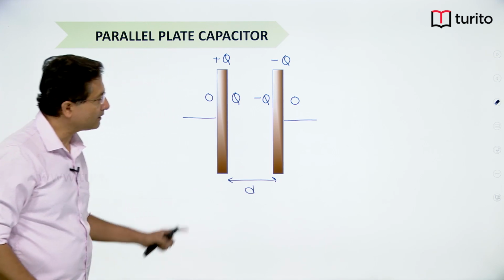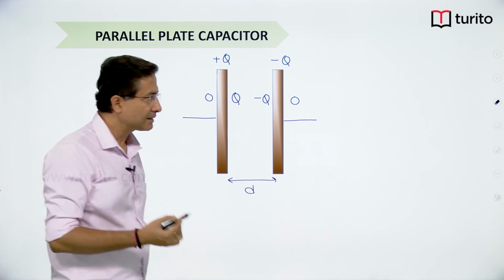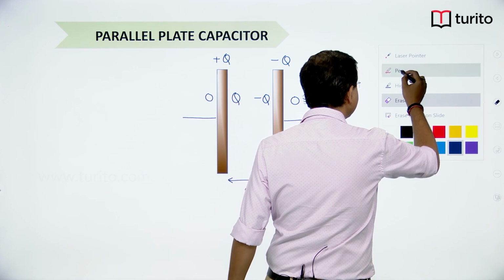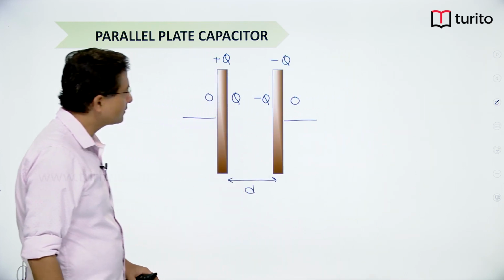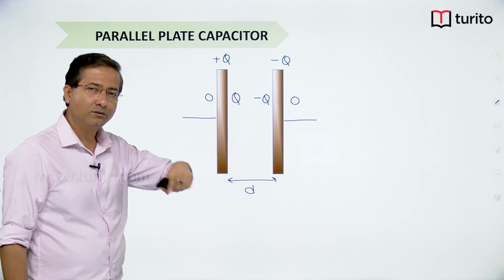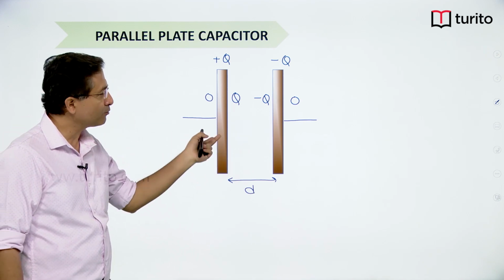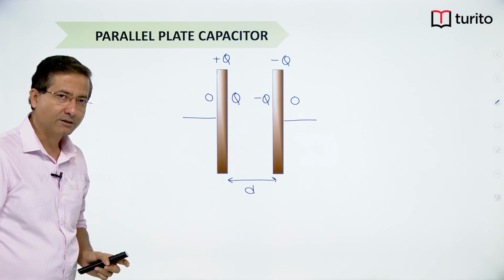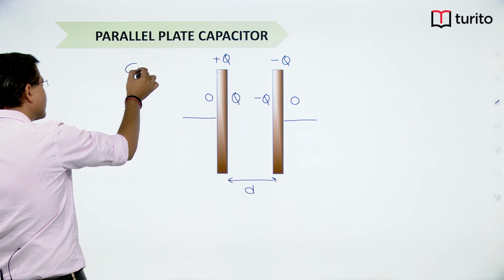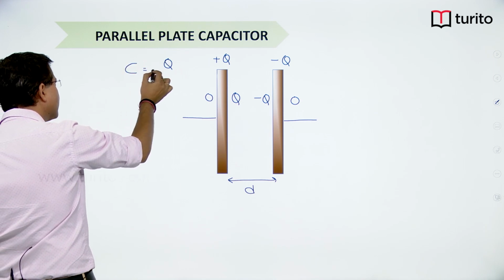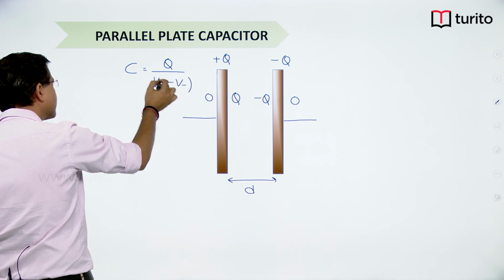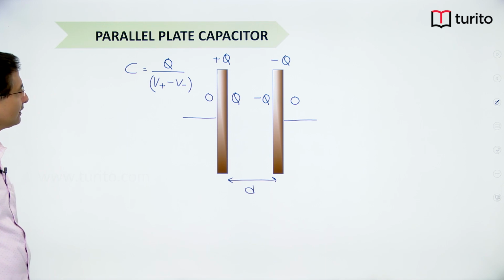So, to calculate capacitance, the steps are: get the potential difference. Charge divided by potential difference will give you capacitance, right? So, I require to calculate capacitance: charge divided by potential difference, V plus minus V minus. This is what I need.